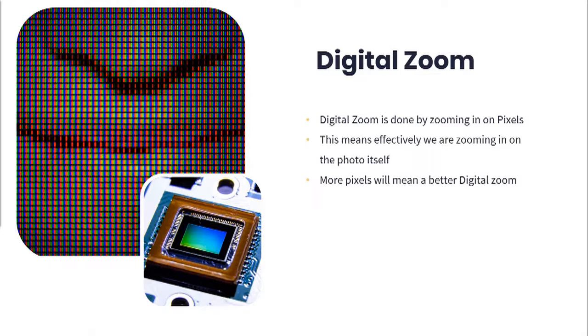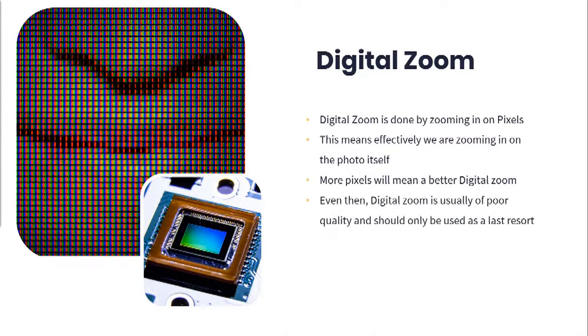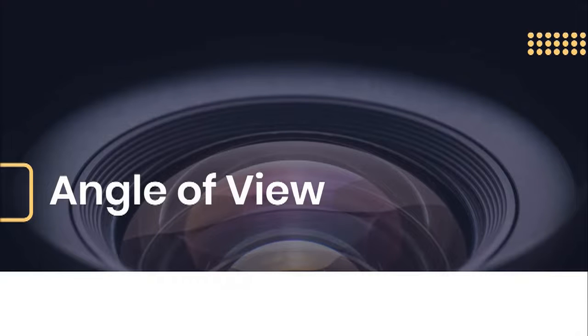Now, when it comes to video, as we've seen, we're selecting our resolution. We're more than likely going to be shooting in full HD or 4K. If we're shooting in 4K, this is going to give us a much greater range to actually zoom in on the image if needed. But usually digital zoom is poor quality and should only be used as a last resort. Now, so we understand our constructions when it comes to different lenses, let's have a look at angle of view.